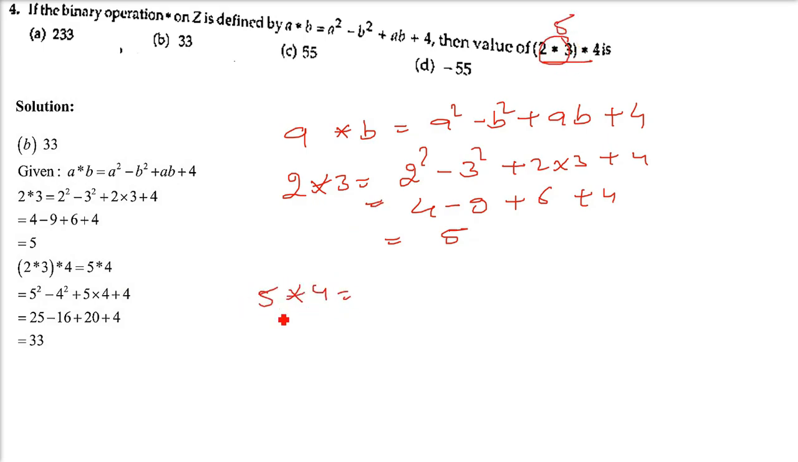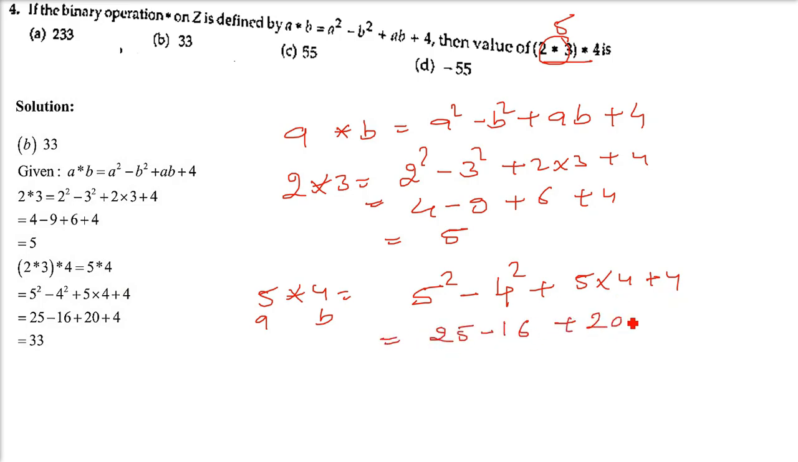5 star 4. So in place of a, take 5. In place of b, take 4. So 5 square minus 4 square plus 5 into 4 plus 4. This is 25 minus 16 plus 20 plus 4. And the final value will be 33.